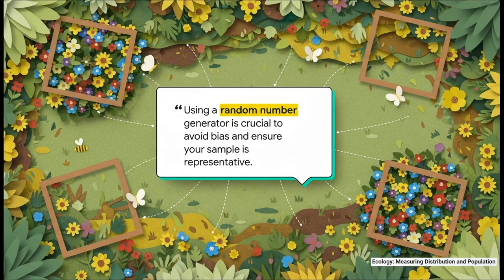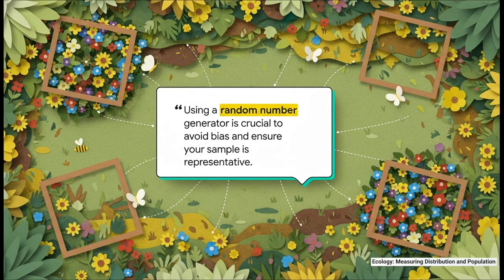Now let's just pause on that word random. Why is that so important? It's all about avoiding bias. You see, it's just human nature to look at a field and think, ooh, there's a big patch of daisies over there. I'll put my quadrat there. But if you did that, your results would be completely skewed and your estimate would be way too high.